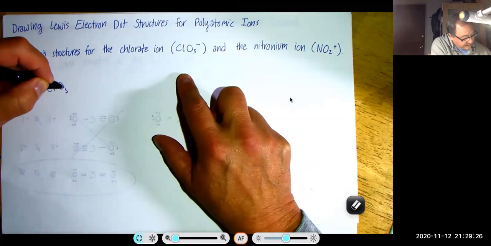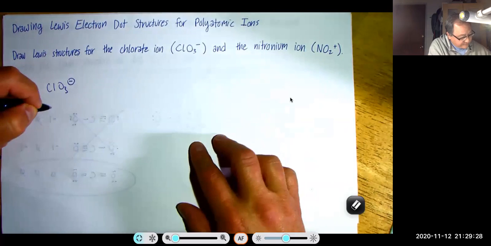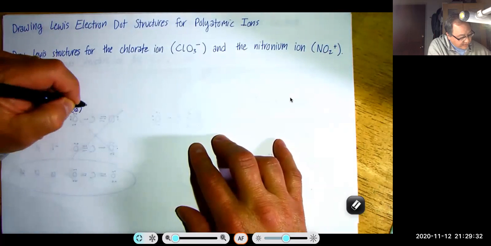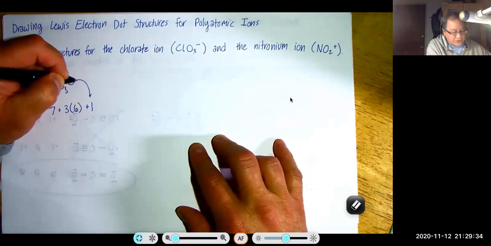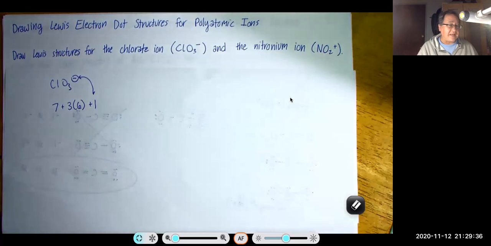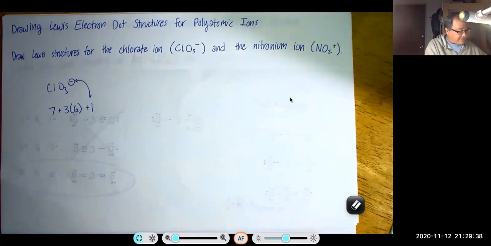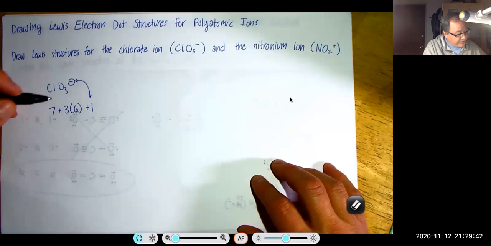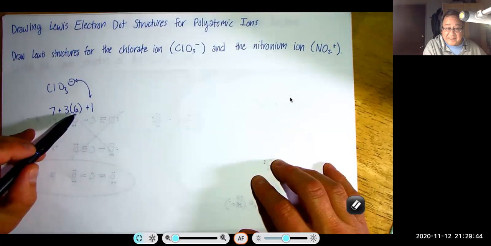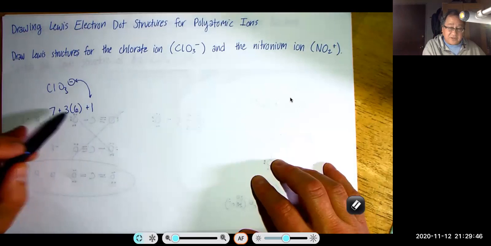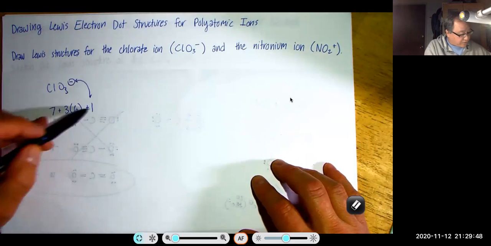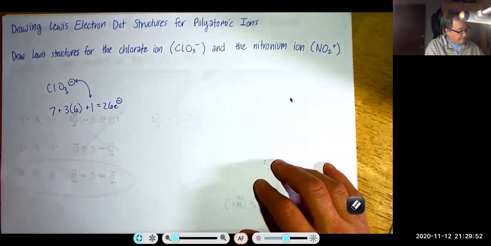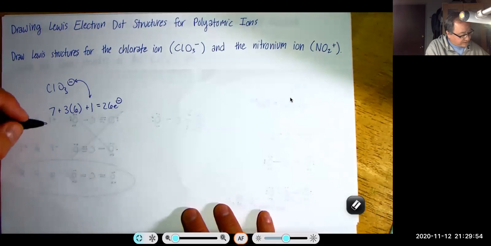ClO3, -1. So chlorine has 7, oxygen has 6, and we're going to add one more for the charge. Because remember, to get a negative charge on this thing, you have to add a valence electron. So we've got 3 times 6, which is 18. 18 plus 7 is 25, plus 1 is 26 electrons. Okay, now we have 26 electrons.